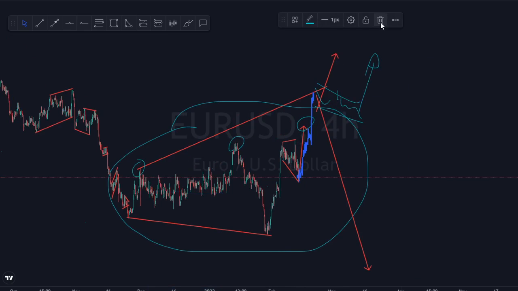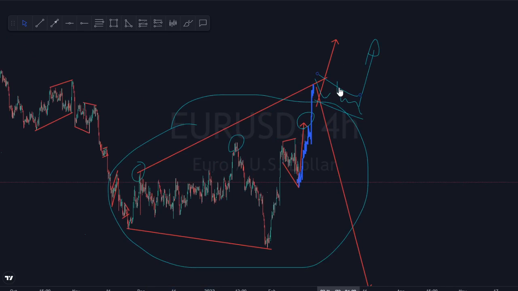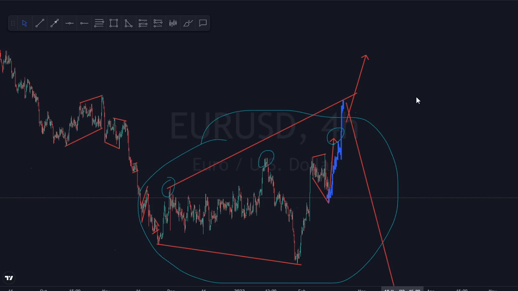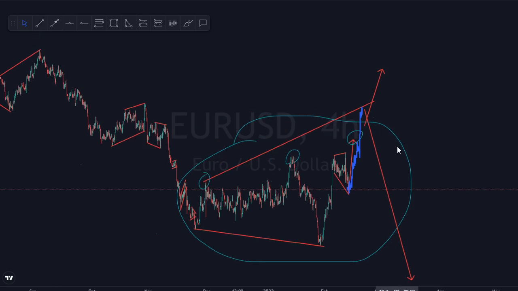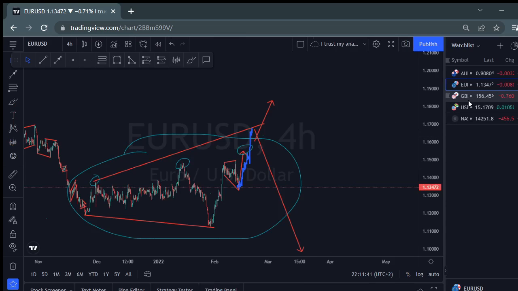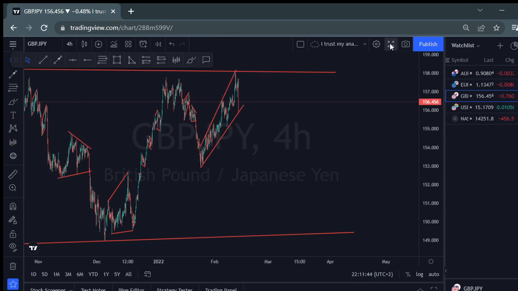So now I know what to look for, guys. It's very important for you to have your trading plan and to have different probabilities of the market, guys, and not just one tunnel vision when it comes to the forex market. So yeah, guys, now let's just move on to the next pair, which is GBPJPY.